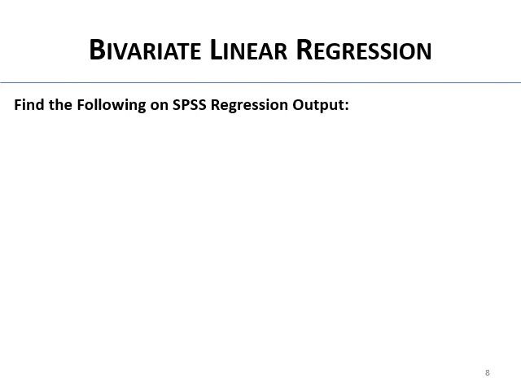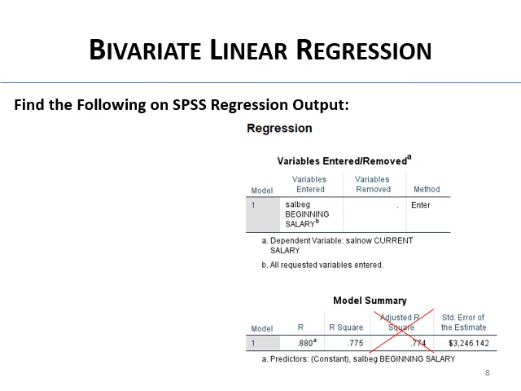So good news, SPSS does most of this for us. So find this on the SPSS regression output. We've got to fill in that y equals mx plus b line. The first thing we get is the variables that were entered into the equation. It entered beginning salary to predict current salary. Down here, current salary is the DV. Model 1 has a predictor of beginning salary.